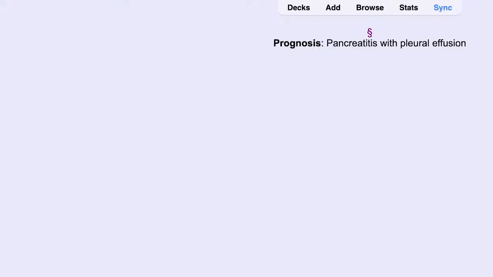Looking at the prognosis. All right, prognosis of a pancreatitis.